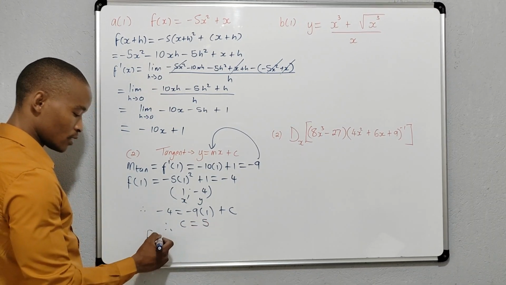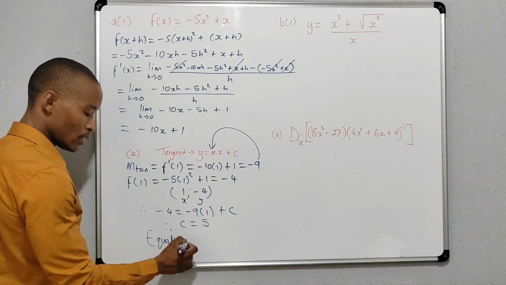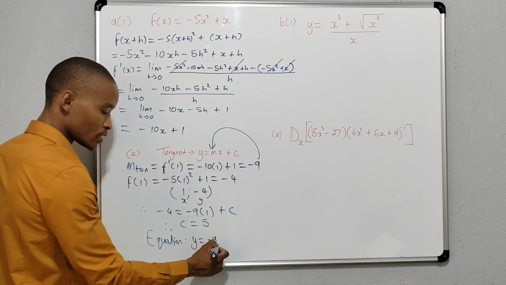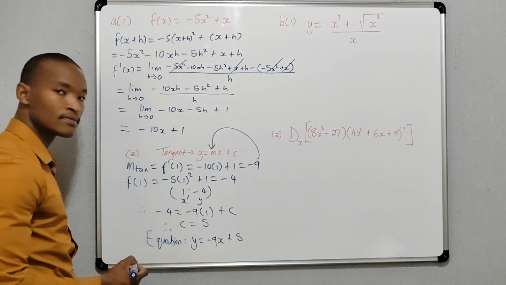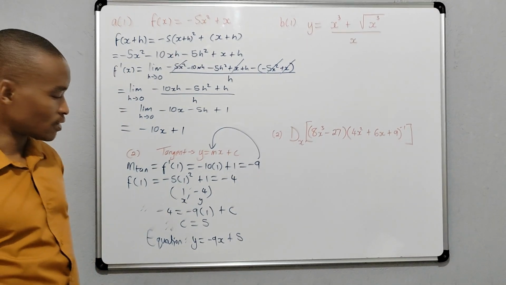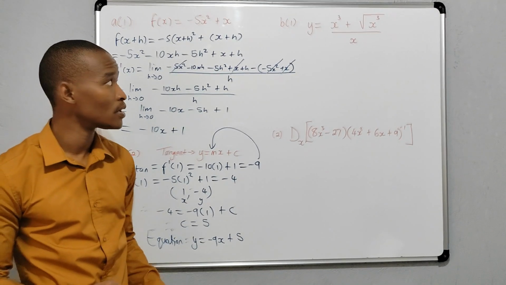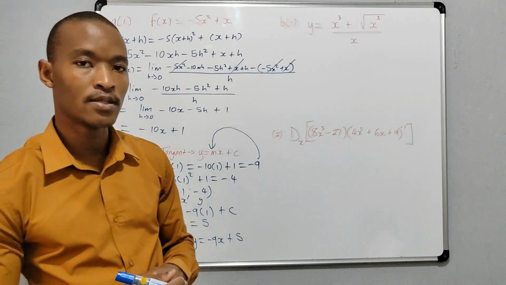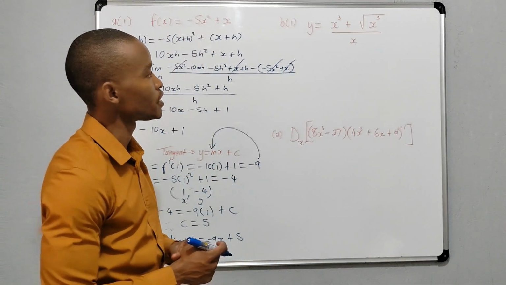Okay, so then the equation is y is equal to negative 9x plus 5. Okay, great stuff. So there we are with the equation of the tangent. Let's go to question B, where we are going to use rules of differentiation.